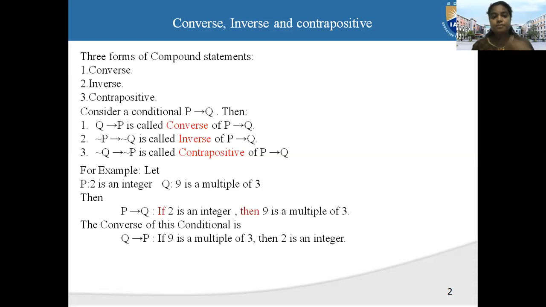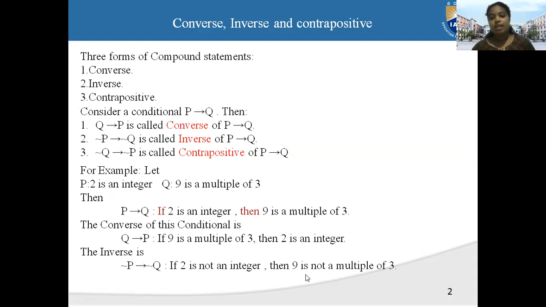What is the inverse form of the given statement? To write the inverse you have to write the negation of P. What is P? 2 is an integer. So negation is: 2 is not an integer. Then for Q you write the negation: 9 is not a multiple of 3. If 2 is not an integer, then 9 is not a multiple of 3. This is the inverse of the given statement.